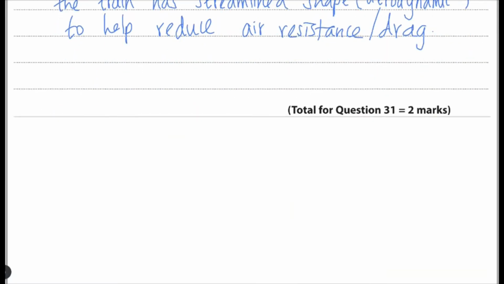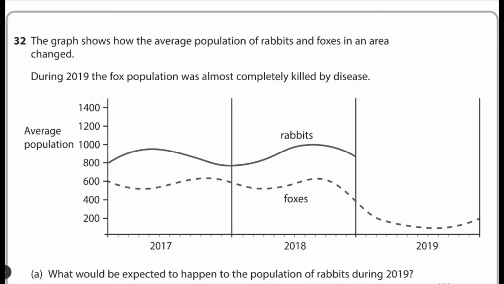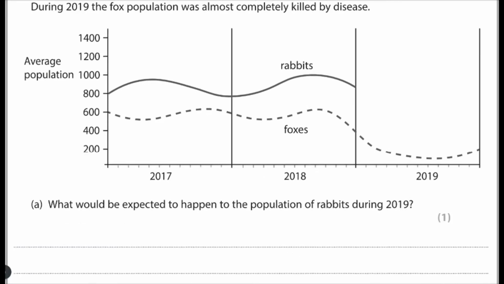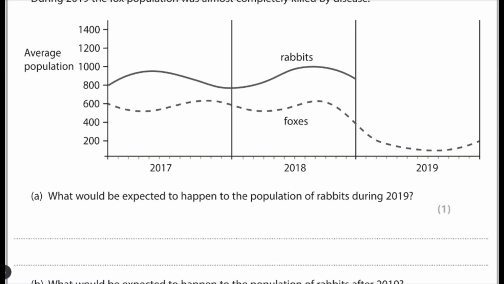Okay, let's look at the next question. 32. The graph shows how the average population of rabbits and foxes in an area changed. During 2019, the fox population was almost completely killed by disease. Average population is given, ranging from 0 to 1400 on this axis, and the other axis is the time or the years. What would be expected to happen to the population of rabbits during 2019? Now, the sudden fox disappearance is shown. So, what will happen is the number of rabbits will increase.